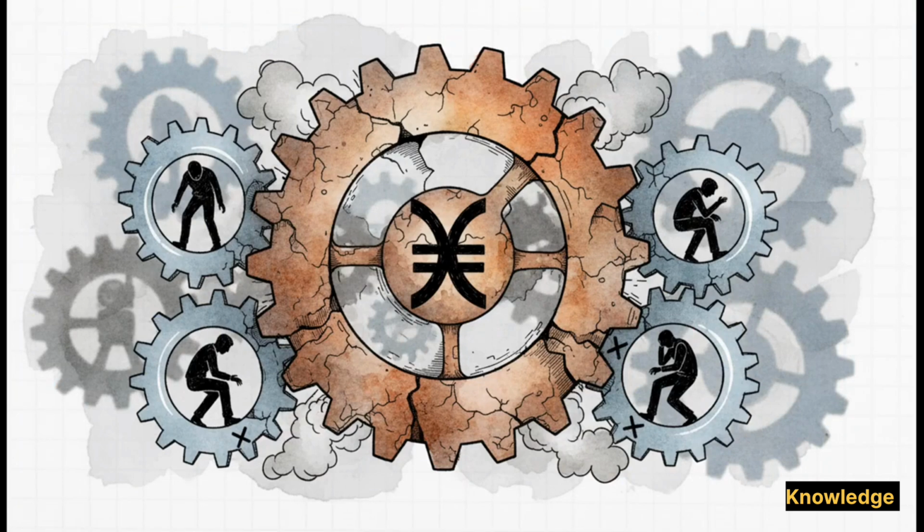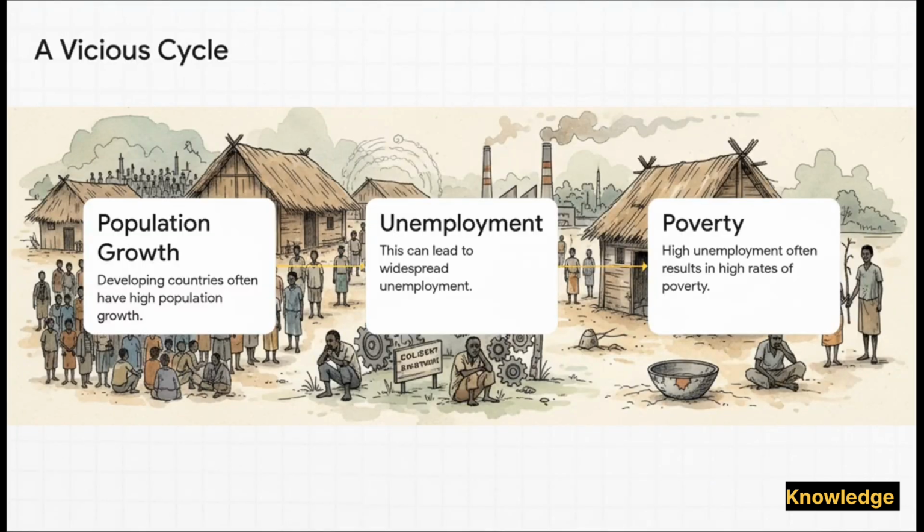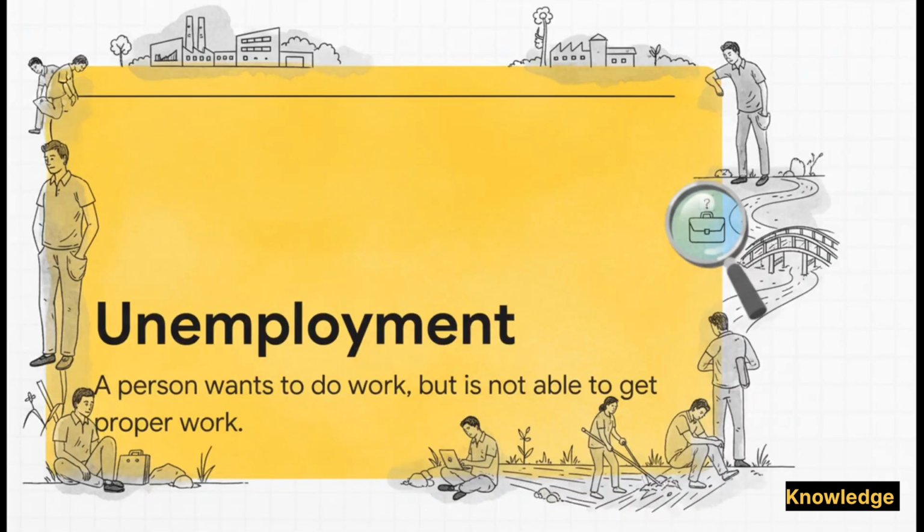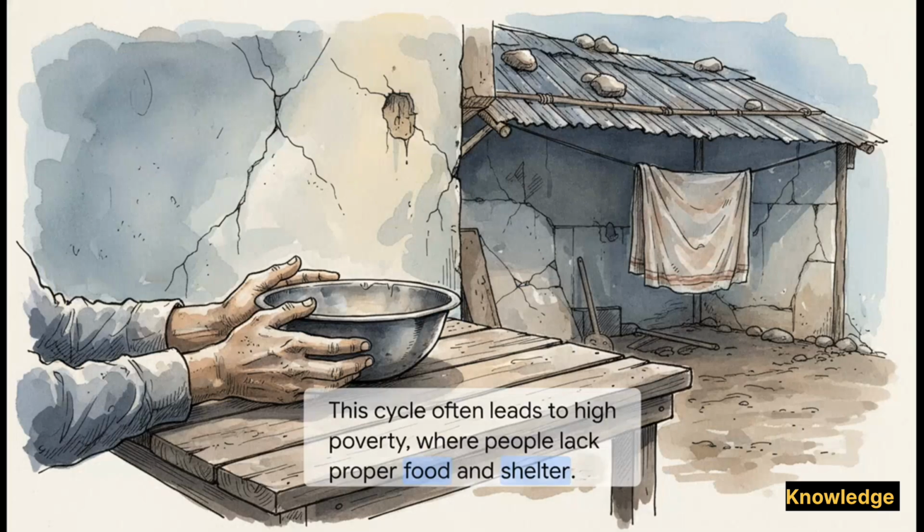Now let's talk about the people problem. You often see this chain reaction. Fast population growth leads to high unemployment, which leads to poverty. And unemployment is just what it sounds like. People are actively looking for work but can't find any. This whole cycle can result in widespread poverty, where even basic needs aren't met.